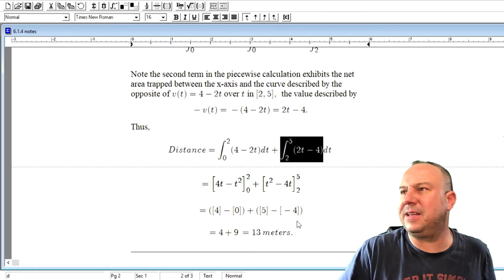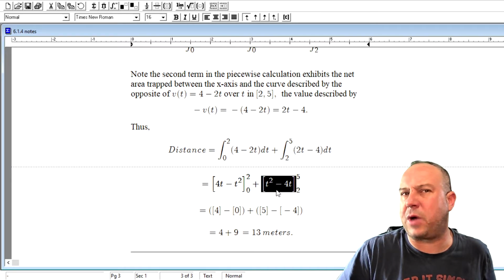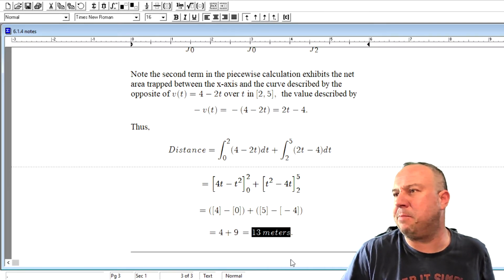The second integration in this piecewise calculation is t squared minus 4t, which is evaluated from 2 to 5, which is 5 minus negative 4 in value, which simplifies to 9. So this is 4 plus 9, or 13 meters in distance.